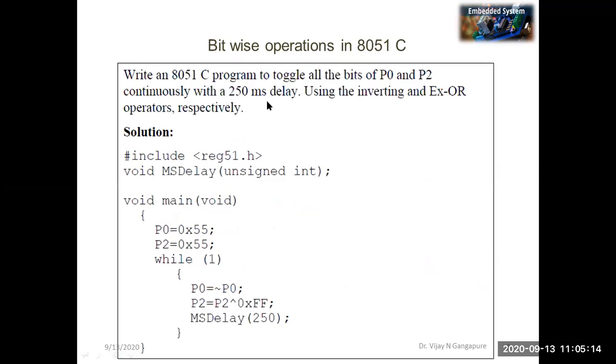Okay, now next program. Write an 8051 C program to toggle all the bits of port 0 and port 2 continuously with 250 millisecond delay using the inverting and XOR operators respectively.